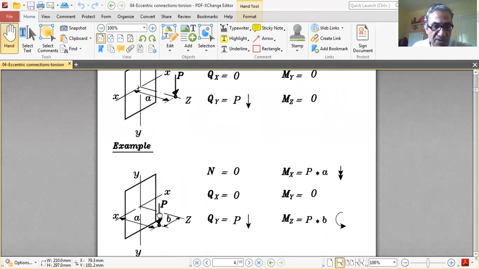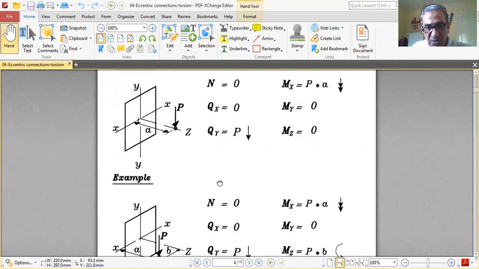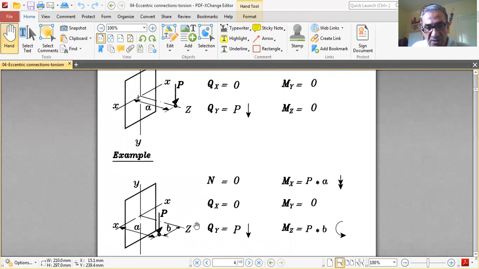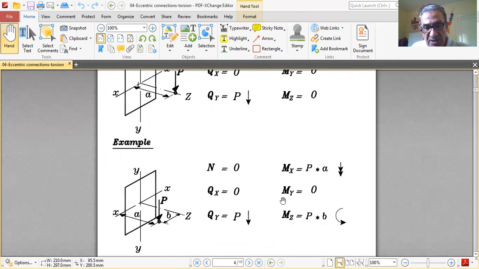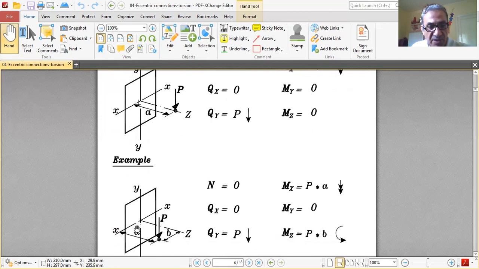Example, what about this section? We have P at a distance B from Z. It acts away from the section at a distance A, and at a distance B from Z. Now it causes moment about Z. So normal force is zero, Qx is zero, Qy is P down, same thing. Mx equals PA, same thing. The difference is this one causes Mz, which is P by B, My equals zero.